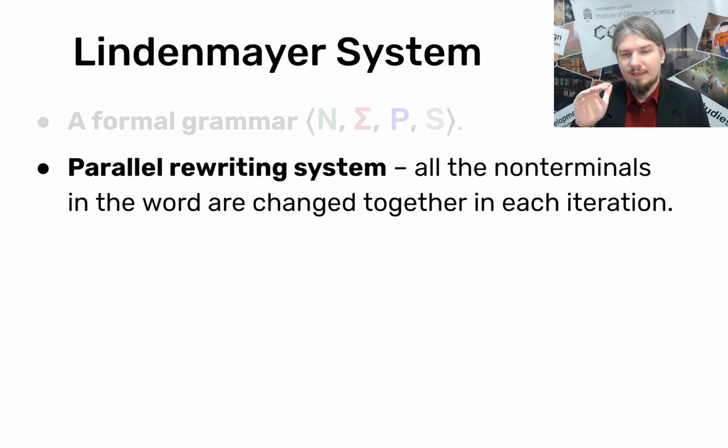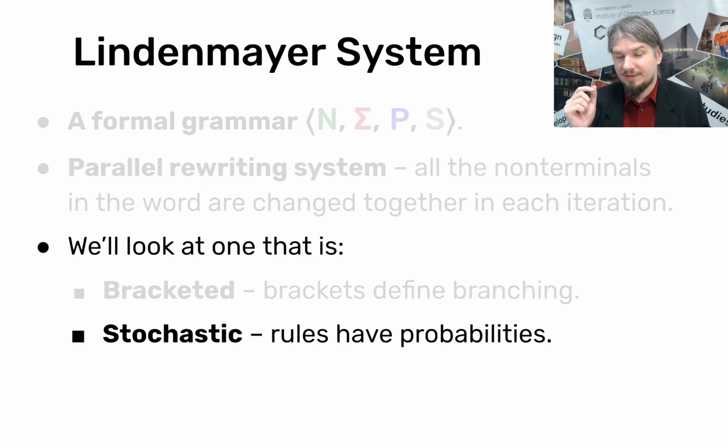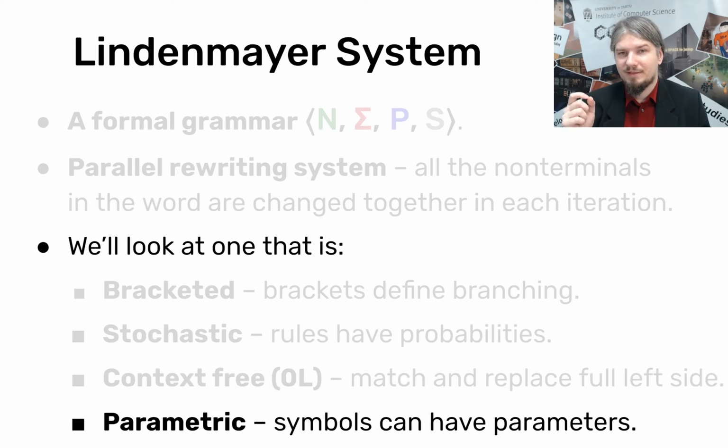But with parallel rewriting systems, in one iteration, all of the non-terminals that can be changed will be changed. We will look at the Lindenmayer system that is bracketed, because bracketed systems can define branching, and with trees we want branching. We will look at the stochastic system. Stochastic systems have rules that have probabilities. So there's a probability for each rule, how likely it is that that will be picked. The Lindenmayer systems we'll look at are also context-free, so we replace the full left-hand sides of each rule. And we'll also look at parametric systems, how symbols can have different parameters assigned to them.